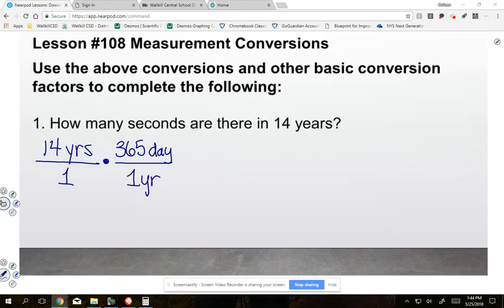I purposefully put the 1 year in the denominator so that when I multiply, years cancel out. If you have something in the numerator and something in the denominator, it cancels out, right? So now I'm going to keep on going. I need to cancel out days because I need to get to seconds. If I say 1 day, what comes to mind? What is equivalent to 1 day? Getting smaller in conversion. Stay with me, guys.